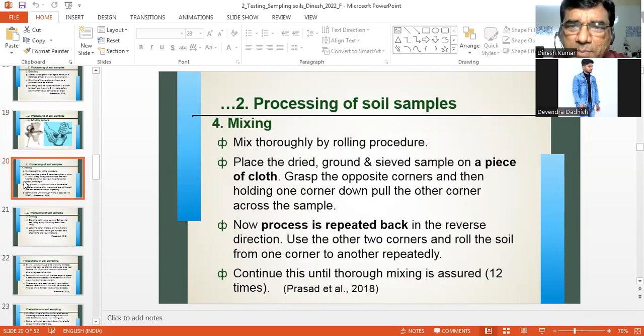Now, then comes the mixing again. Mixing thoroughly by rolling procedure. Place the dried, ground and sieved sample on a piece of cloth. Grasp the opposite corners and then, holding one corner down, pull the other corner across the sample. You need to divide again because this whole 500 cannot be used. Now the process is repeated back in the reverse direction. Use the other 2 corners and roll the soil. On cloth, you can also mix and divide it into half like this.